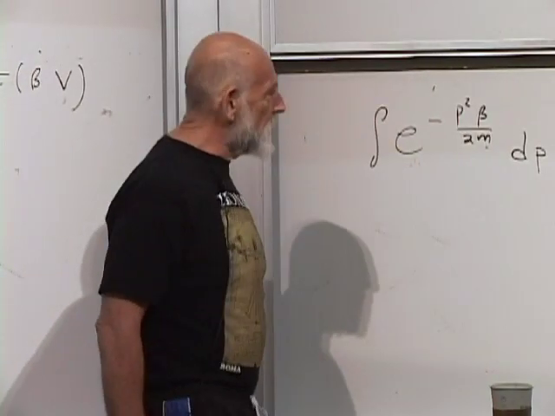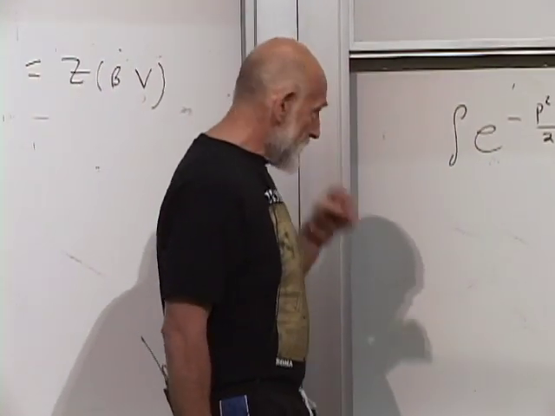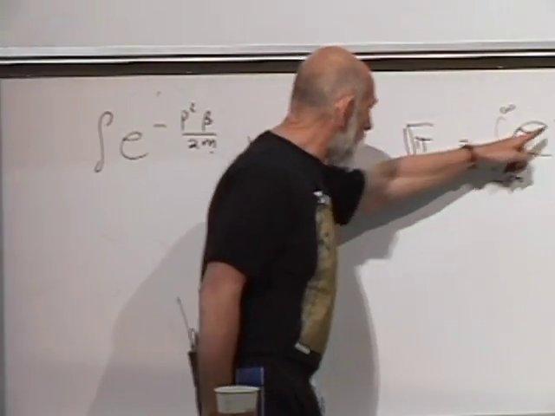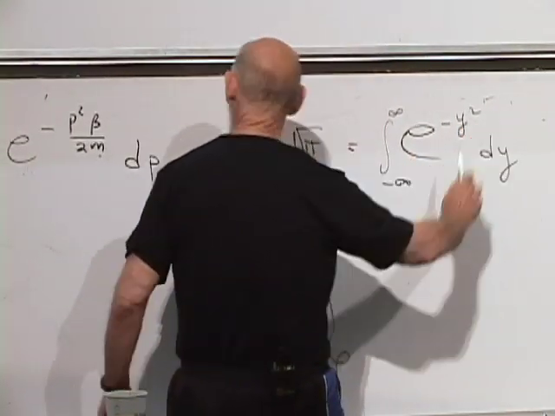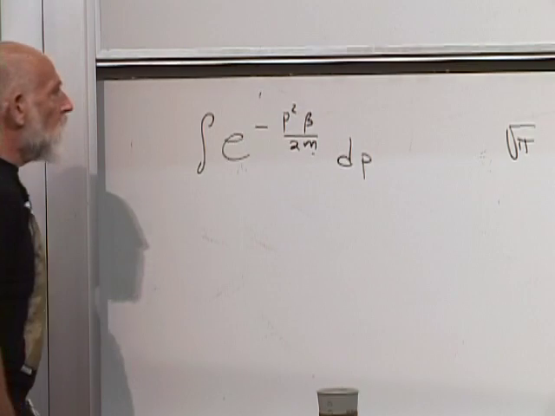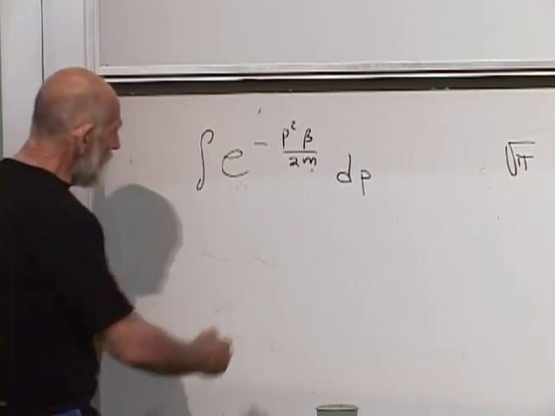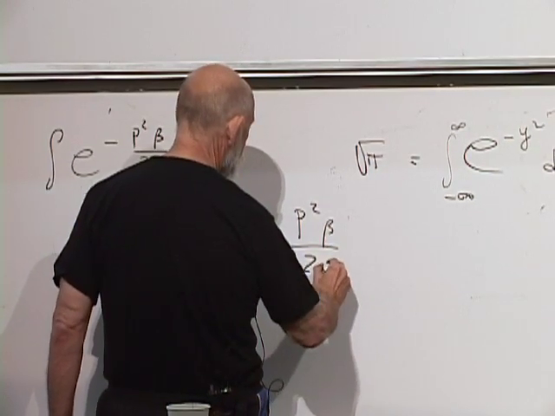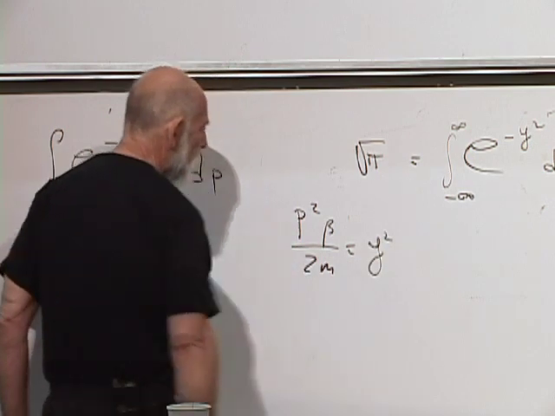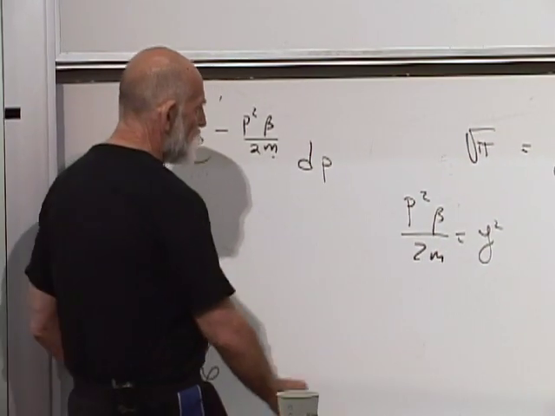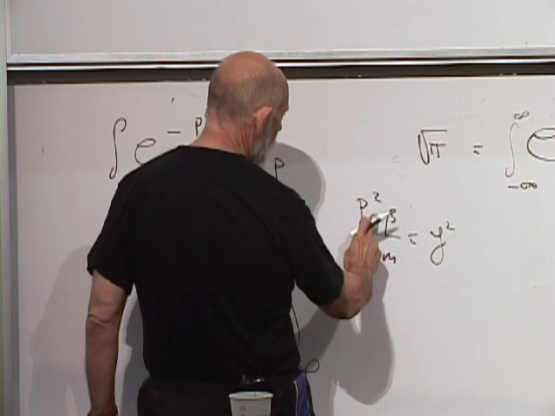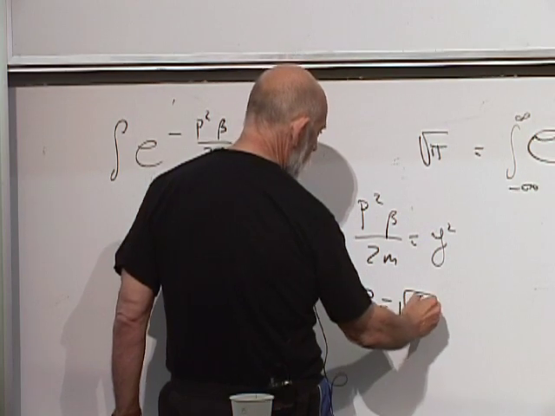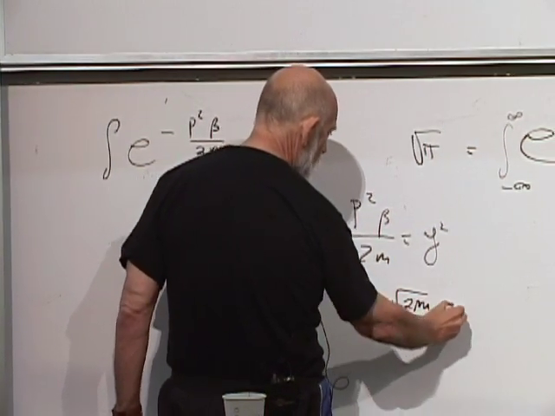All right. Some other time I will do the integral for you, but not today. So to do this integral here, it's sort of this form, but there's an extra coefficient in front of the y squared, namely beta over 2m. All I have to do is change variables. Let me change variables so that p squared times beta over 2m is y squared. That just means you've changed variables so that p is equal to the square root of 2m over beta times y.